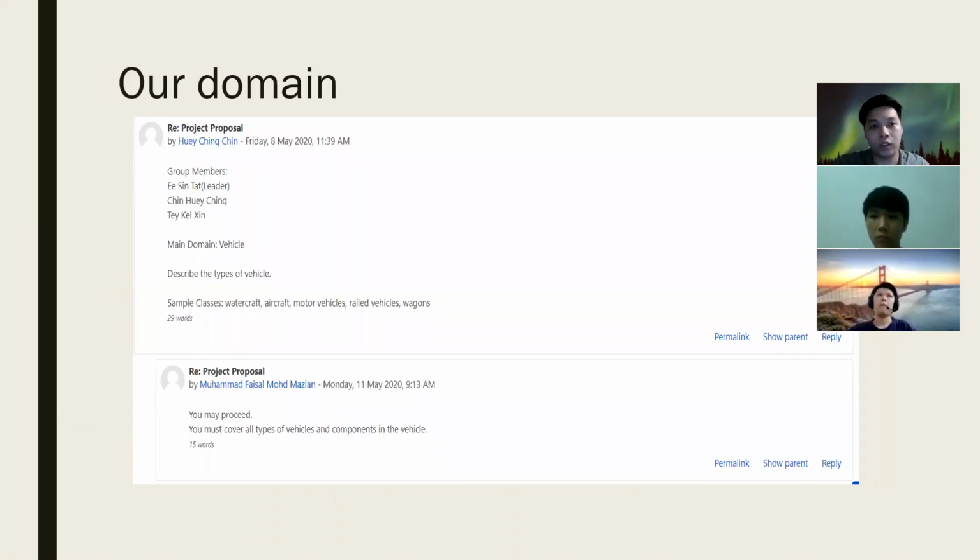So about the ontology domain, which is vehicle. By proposing the vehicle, we also propose the subtopics, which are the watercraft, the aircraft, motor vehicle, rail vehicle, and vehicles. After Sir approved it, Sir mentioned that we have to cover all types of vehicle and components in the vehicle. Therefore, by discussing with our teammates, we added the engines, some views, some speed, price, and other basic things for the vehicle.